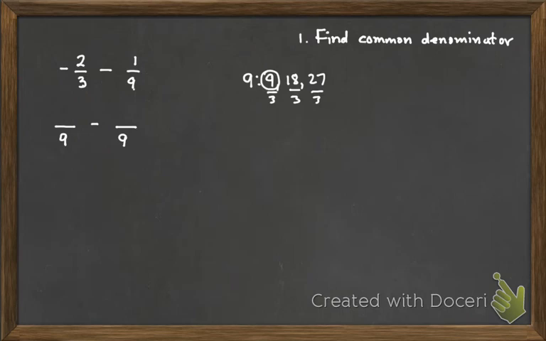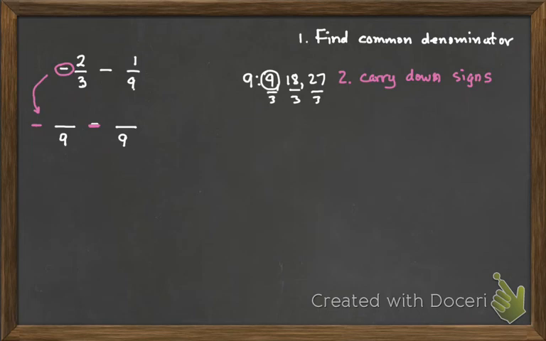The next thing I notice is that I've got this negative here, so I'm going to carry that down. All right, so let's make that step number 2. Carry down signs. Okay, I have my minus in between, and I carried down my negative. So I've got a common denominator, and I carried down my signs.